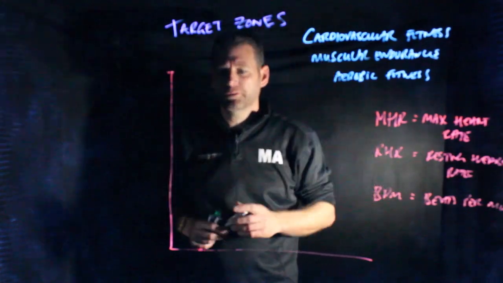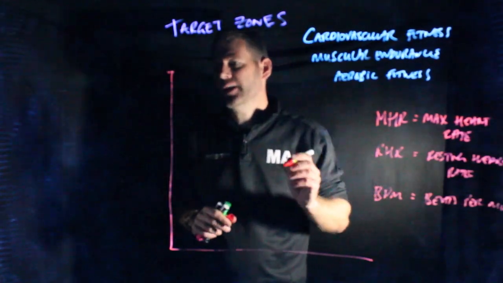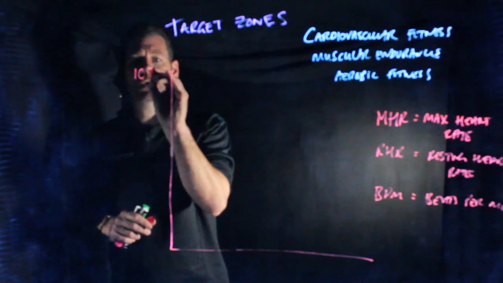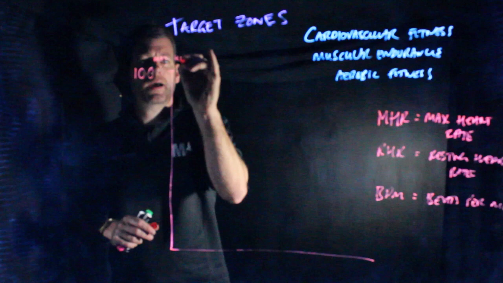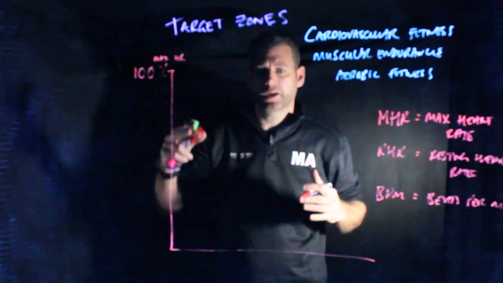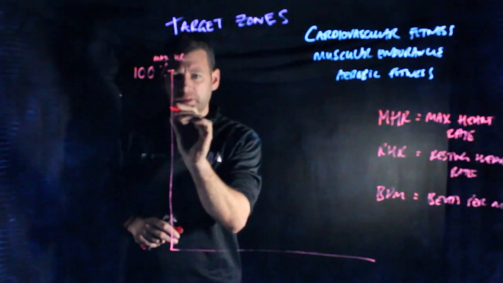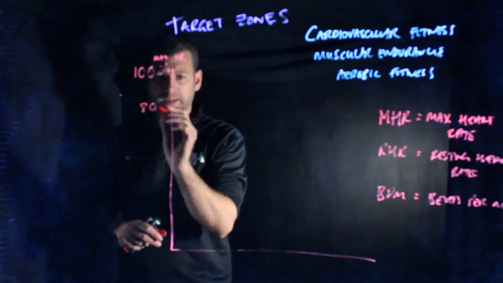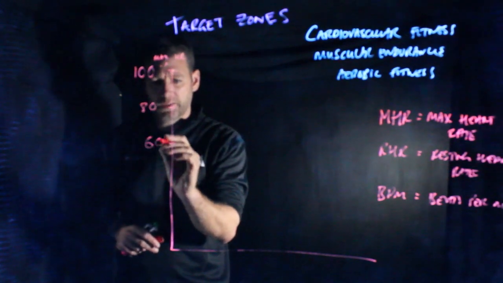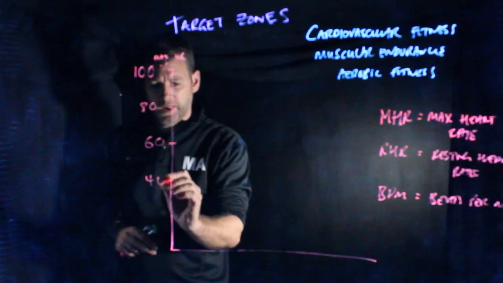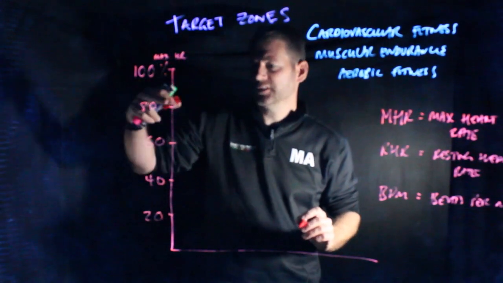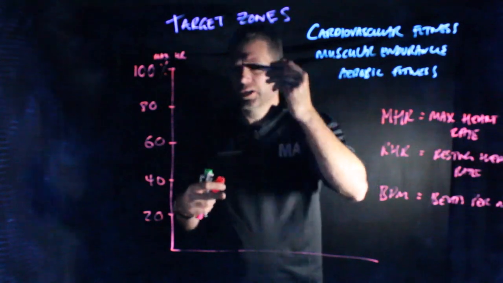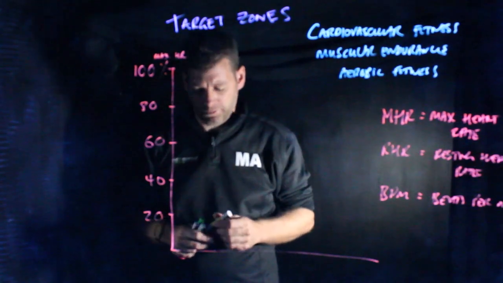So we've got this graph, we've got X and Y axis. Over here we're going to put 100, which represents 100% of your maximum heart rate. So here is your max HR. You can't go any higher than 100. So if we drop these down in increments of 20, we go 80% there, 60 there, 40 there, and 20 here, you'll see these 20, 40, 60, 80, 100 are increments or percentages of our maximum heart rate.